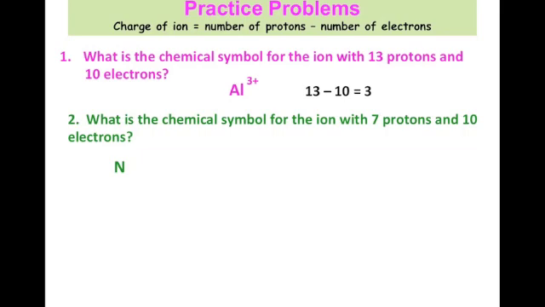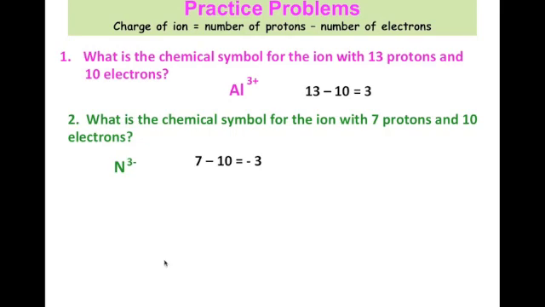Now we know it's an ion because the number of protons and the number of electrons are not the same. So to figure out the charge for the ion, you would subtract the number of protons, 7, from the number of electrons, 10, and the difference would be -3. The charge for this ion is -3.